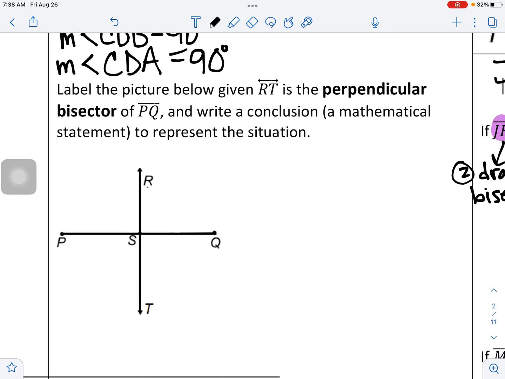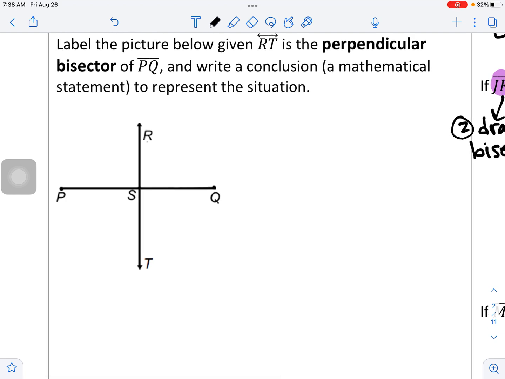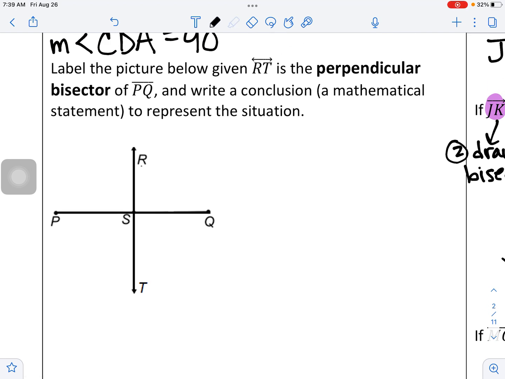When it comes to being perpendicular, we can also bisect our segments. So we have perpendicular bisector when we talk about that. So the picture below tells us that given line RT, the two arrows on top of those letters tells us that it's a line. So line RT is the perpendicular bisector of PQ. So it bisects PQ. PQ is the segment that gets bisected, cut exactly in half. So we have two things going on.